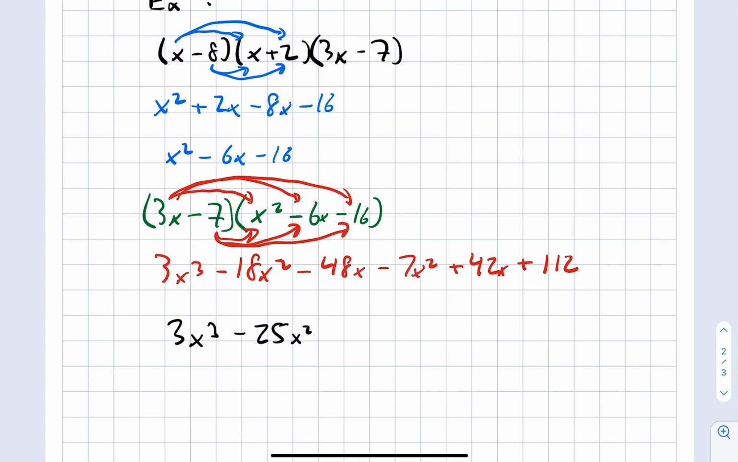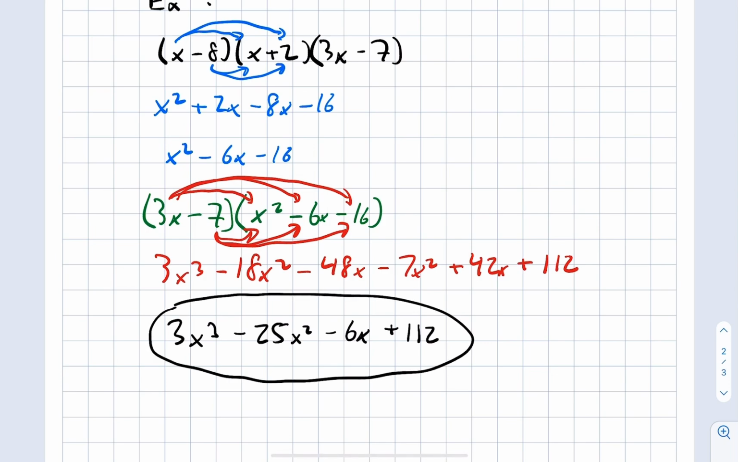Okay, looking now for x's, we have a negative 48x and a positive 42x. That is going to be a negative 6x. And then finally, I look for constants. I see that positive 112 there. I do not see any other constants, so I will add that on the end. All right. Let's see if there's anything else you can combine, but there is not. So that is our final answer there.